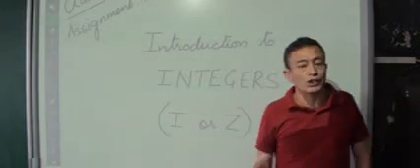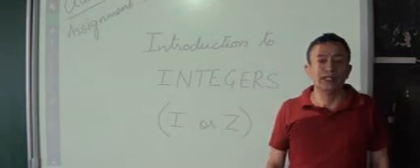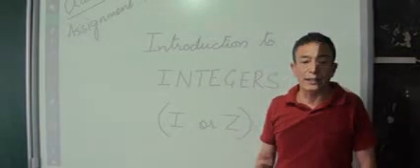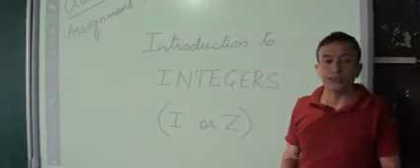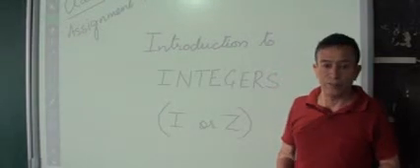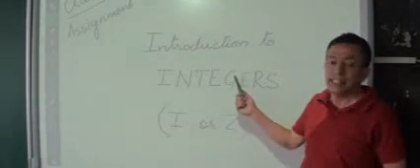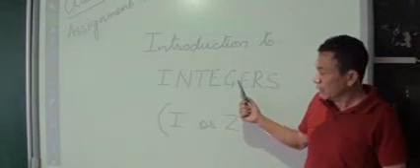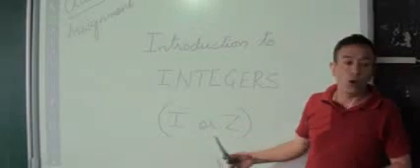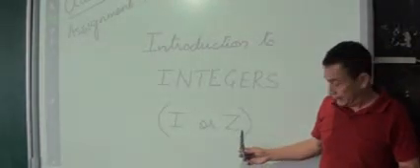We've already come across the word integers when we've done the different types of numbers. For example, when we have done natural numbers, whole numbers, prime numbers, even numbers, odd numbers, etc. There we had come across this word integers, where we were writing integers as I or as a Z.